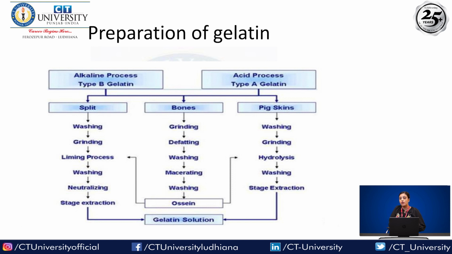And pig skin, what is the process? After pig skin, it takes washing, then grinding, then hydrolysis, then washing, and then the stage of extraction. After extraction it is a gelatin solution, from which we can make a capsule shell, and we will enclose our drug, the API, in it and make a proper drug delivery, a hard gelatin capsule or a soft gelatin capsule.